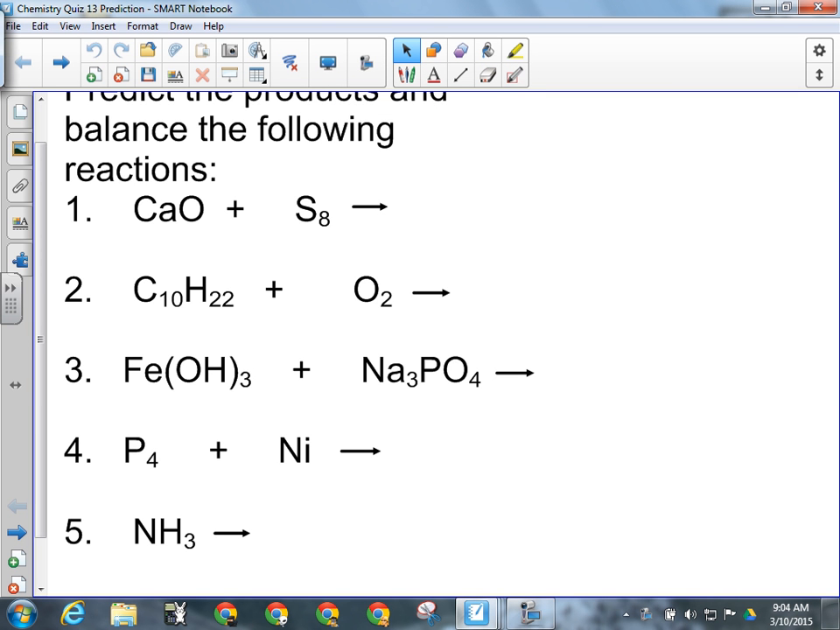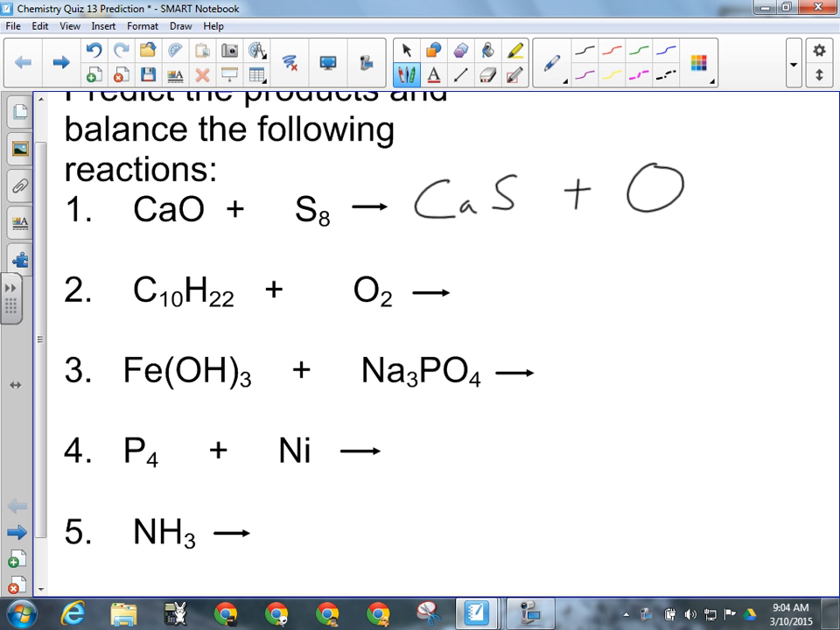Okay, so let's go over these here. Our first reaction, we have an ionic compound in calcium oxide reacting with an element in sulfur. That's what kind of a reaction? Single replacement. Okay, so who's got to switch with who? Sulfur and oxygen have to switch. So calcium's new partner is sulfur, okay, and oxygen is going to end up by itself.